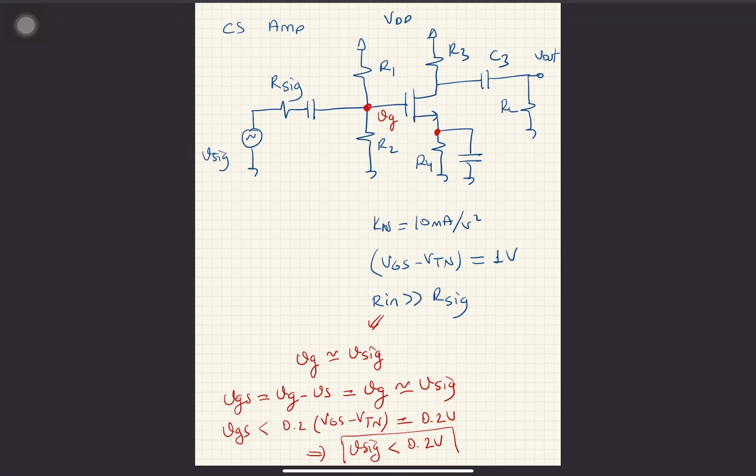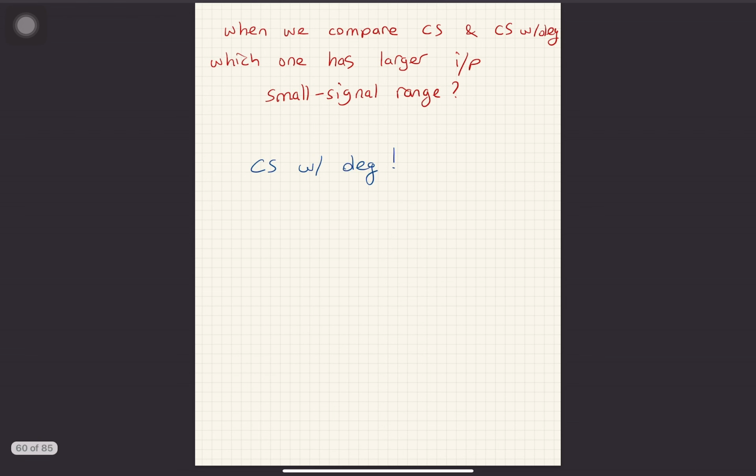By the way, in the previous example, this Kn information is redundant. We are not using it for small signal calculation. I just gave it, but at the end I noticed that we don't even need this Kn. So let me show that common source with degeneration in here very quickly.